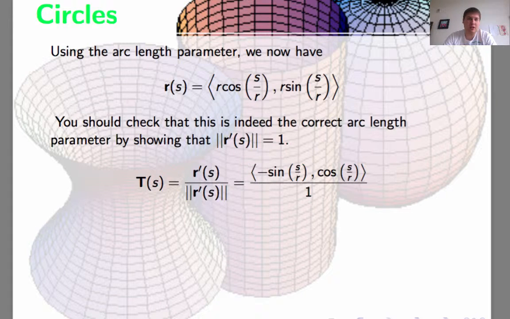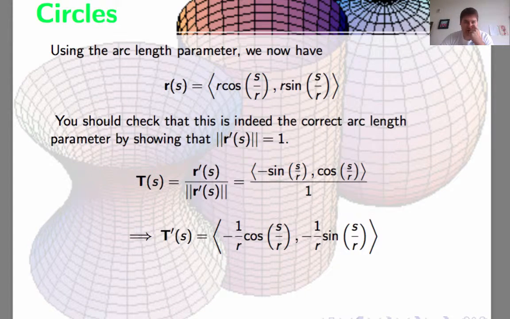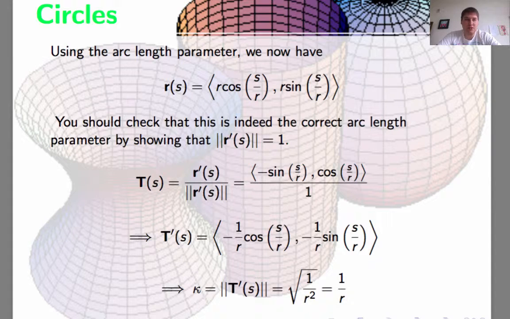This implies that the derivative of T, the unit tangent vector, just keeps getting worse and worse, doesn't it? A lot of derivatives going on here. But the derivative of that, again using the chain rule, is going to give us negative 1 over r times the cosine of s over r, and then negative 1 over r times the sine of s over r. And what we would like to calculate is the curvature, which is given by the magnitude of that vector.